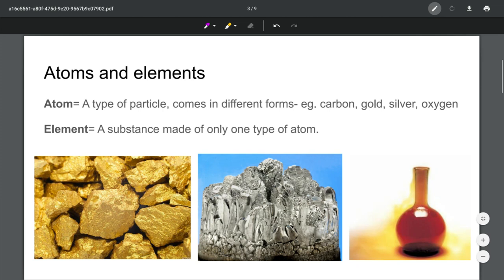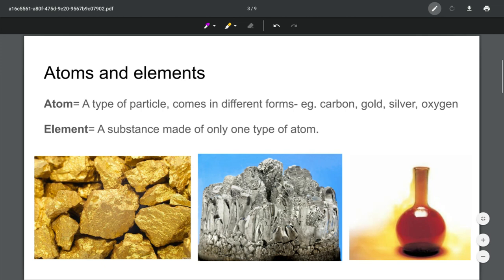So for example, there's 4 there: carbon, gold, silver, oxygen. Those are all types of atom: carbon atoms, gold atoms, silver atoms, oxygen atoms. You've heard there's loads more: hydrogen atoms, iron atoms, nickel atoms, copper atoms. They're all different types of atom, but they are in fact all atoms. Then, if we have a substance that's made of only one type of these, then we've got an element.